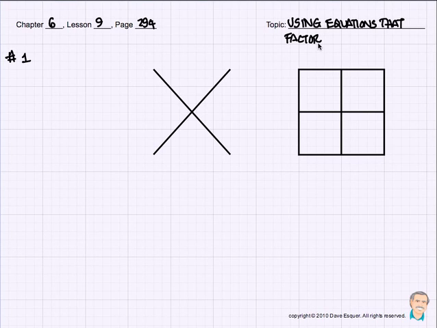Chapter 6, Lesson 9 is on page 294. It's the last lesson in Chapter 6. Hooray! And these turned out to be word problems. Let's start off with number 1. Let's not freak out. Let's just read the problem first.